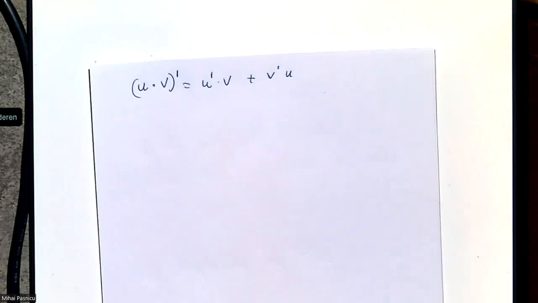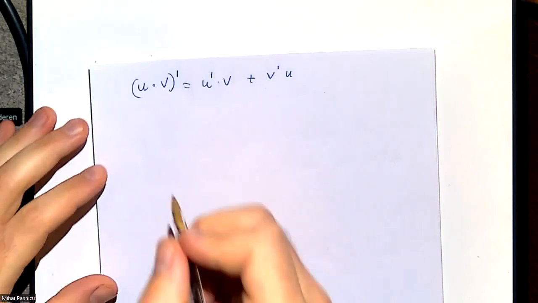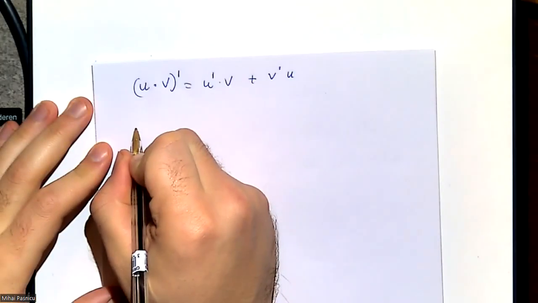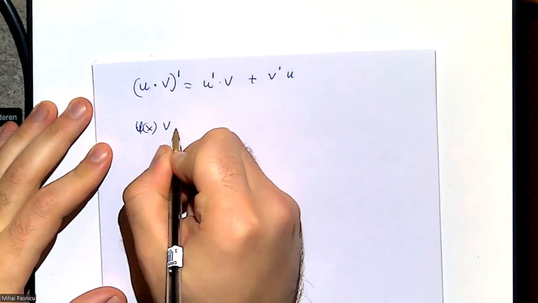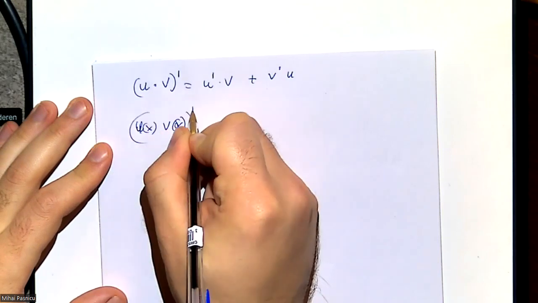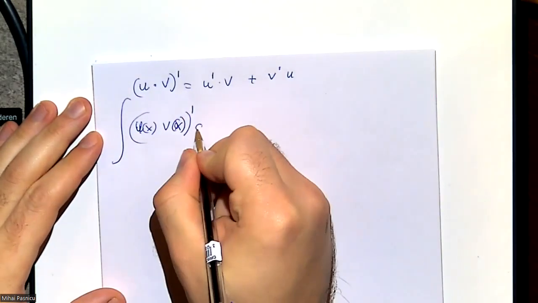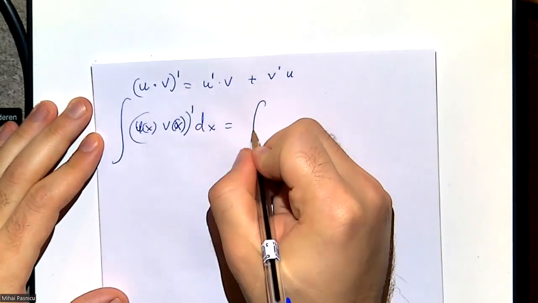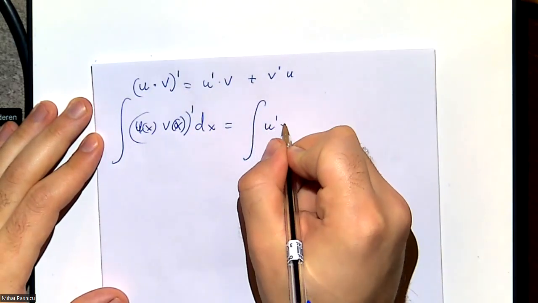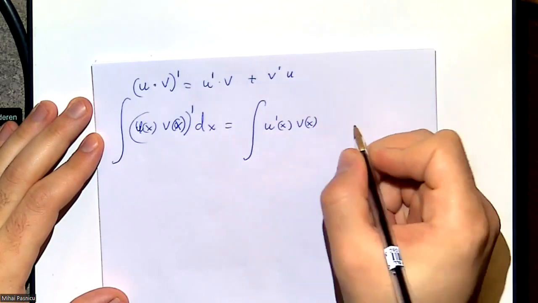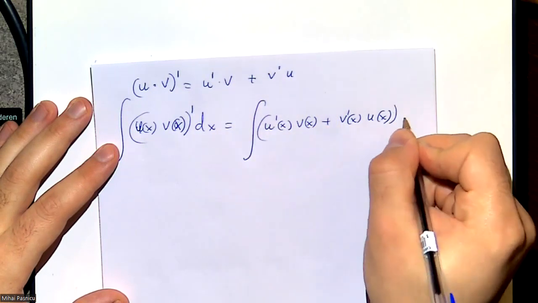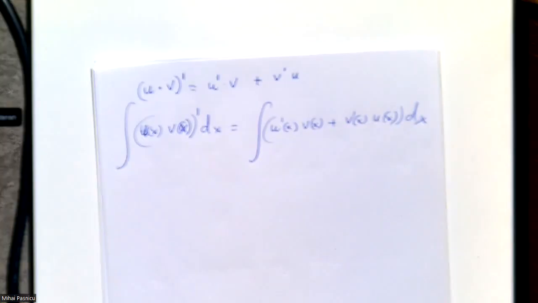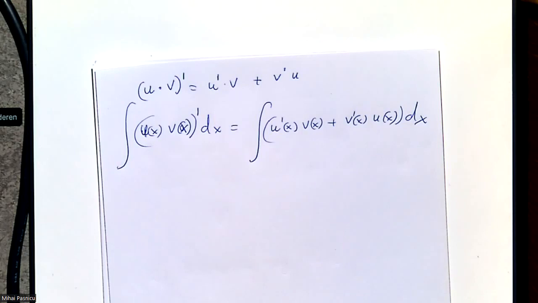The idea is that I can integrate this. Okay? So if I integrate both sides, let's say I have the integral of (u(x)v(x))' dx is equal to the integral of u'(x)v(x) + v'(x)u(x) dx. Okay, I just integrated them. If they're both equal, then it means when I integrate them, they still have to be equal.